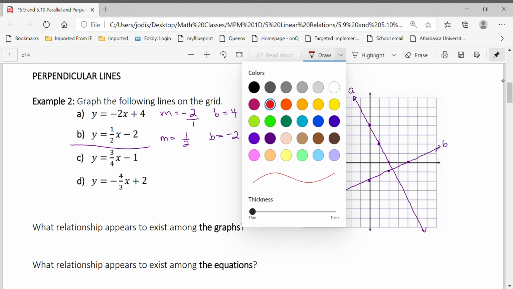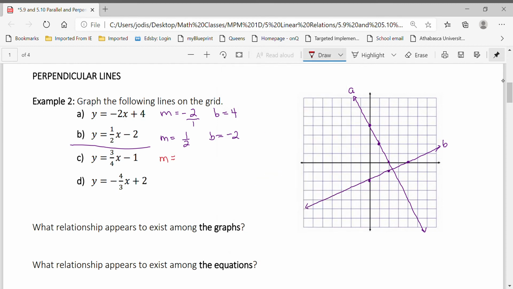Okay, so let's try and do this with C and D as well. So my slope for C is 3/4. My y-intercept is -1. So I'm going to start with my y-intercept of -1. My slope is 3/4. So rise up 1, 2, 3, and then run to the right 1, 2, 3, 4.